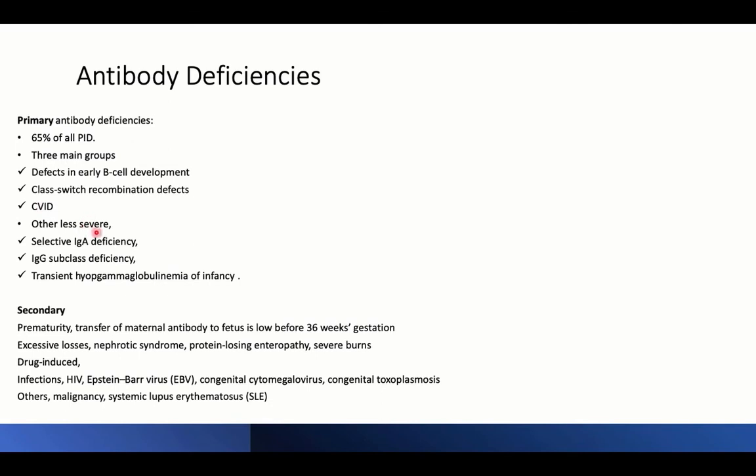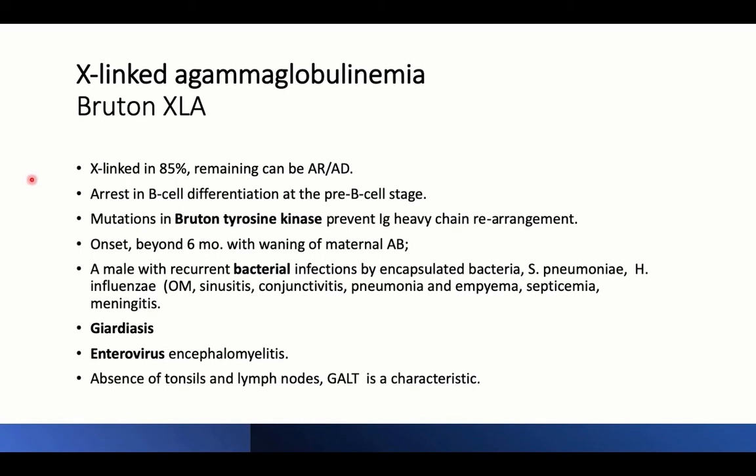There are other less severe antibody deficiencies which can be insignificant clinically, like selective IgA deficiency, which can be significant or insignificant. Also IgG subclass deficiency, only deficiency of one of the IgG subclasses. We have 4 subclasses of IgG, and the less severe and transient entity, which is called transient hypogammaglobulinemia of infancy. Let's discuss them one by one, starting with X-linked agammaglobulinemia, or Bruton disease, or Bruton X-linked agammaglobulinemia.